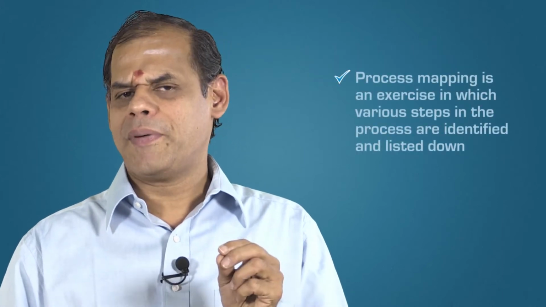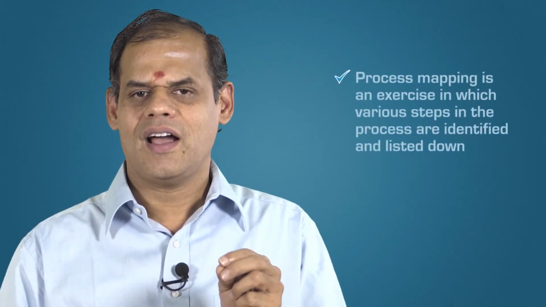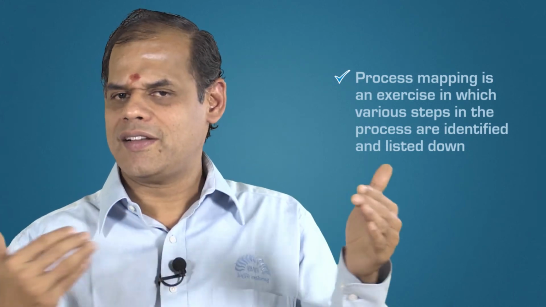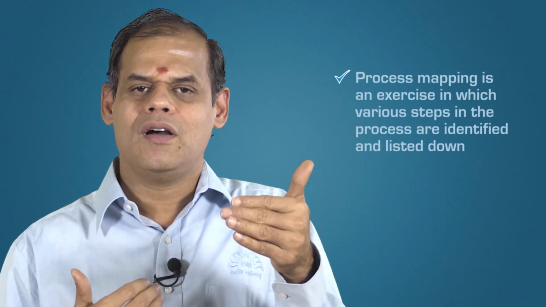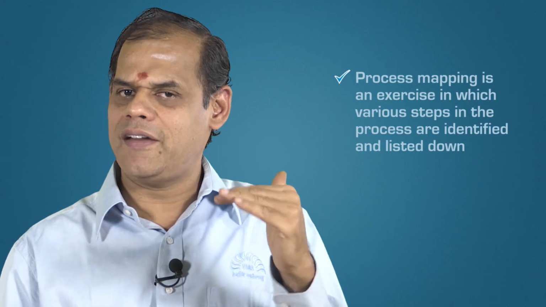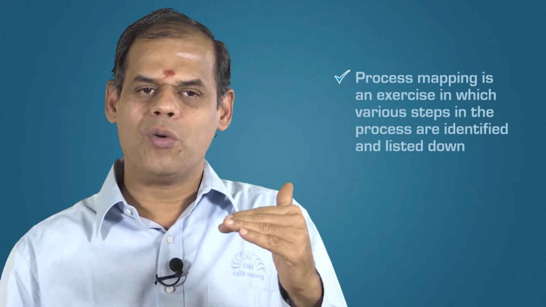are for improvement. So at some stage, it is inevitable that we dig into a process in a fair amount of detail. We cannot avoid that. A process mapping exercise will help us understand the potential areas for improvement. Process mapping is an exercise in which various steps in the process are chronologically identified and listed down.